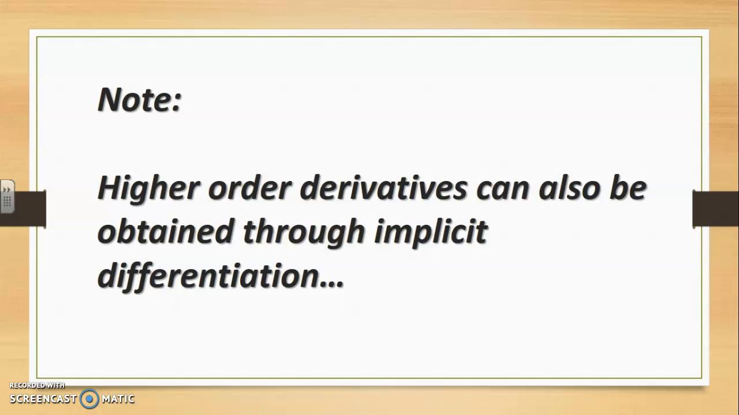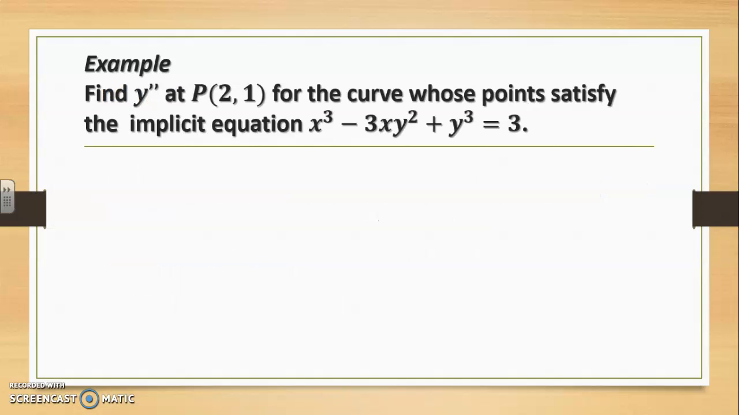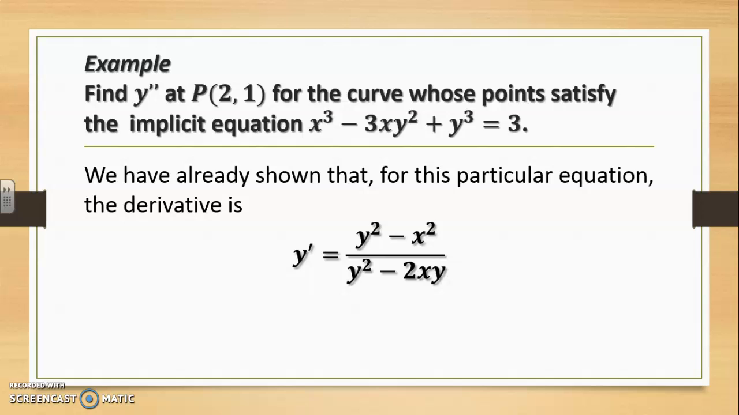If necessary, higher order derivatives can also be obtained through implicit differentiation. For instance, in the example we just observed, if you were asked to find y prime prime at point P (2, 1) for the same curve, you would first do the necessary steps to find the first order derivative, y prime, and recall that we have already found the slope specifically at P, which was equal to 1. So these will be building blocks towards finding y prime prime, the second order derivative.